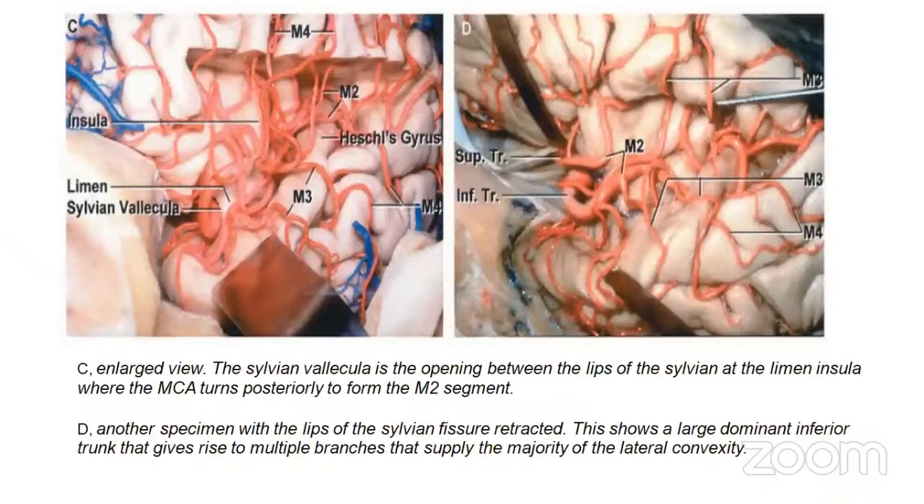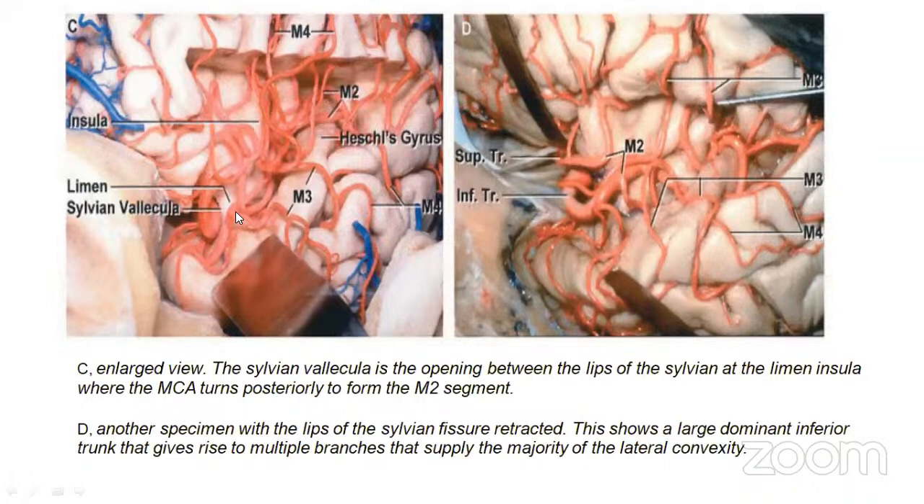Now, this is for the better representation of the cortical surface. Your Sylvian fissure has been opened. In this diagram, if you see, the lips of the Sylvian fissure have been retracted, and this shows the M2 segments. The M2 segment usually has a pattern of one trunk being dominant. The inferior trunk is dominant in most of the cases, and this diagram shows the inferior trunk dominant type of the M2 segment that supplies the majority of the lateral convexity of the brain.